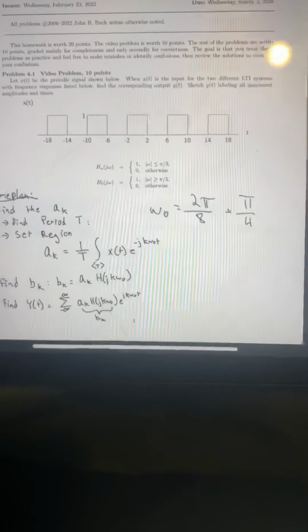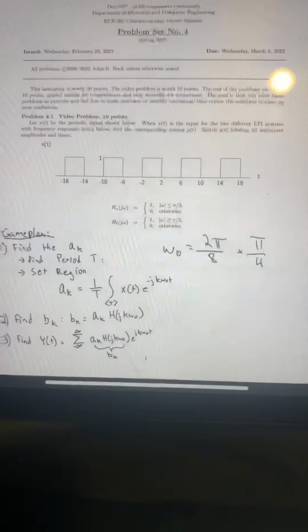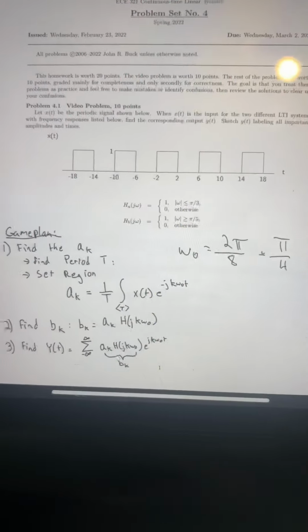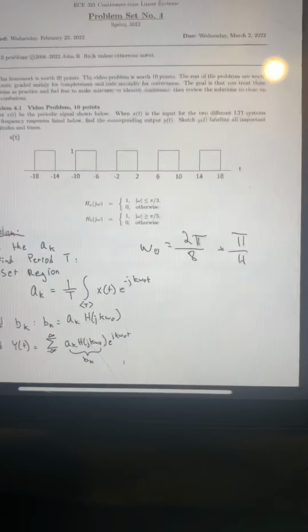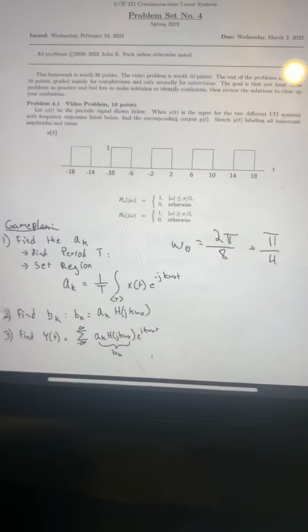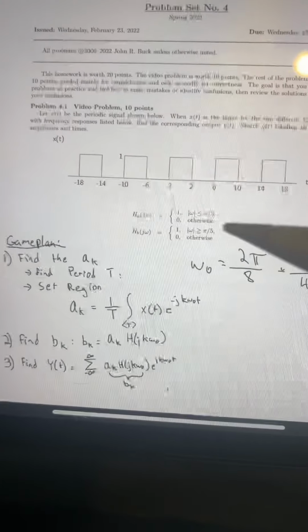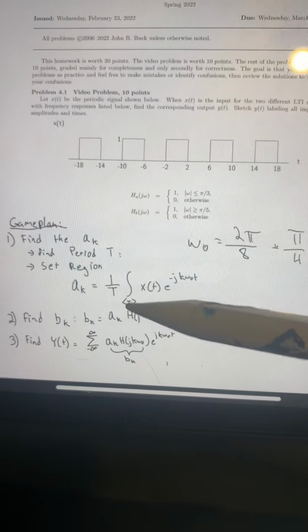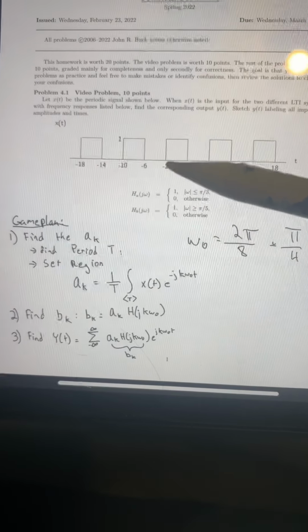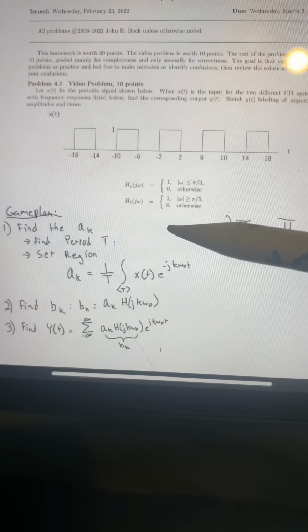I made a mistake in my calculations where I used 12 as a period, but as we know now, our fundamental frequency is pi over 4, right? So then we're going to set our regions and solve for our a sub k over 1 period from -2 to 2, since that's the easiest one that we can do.